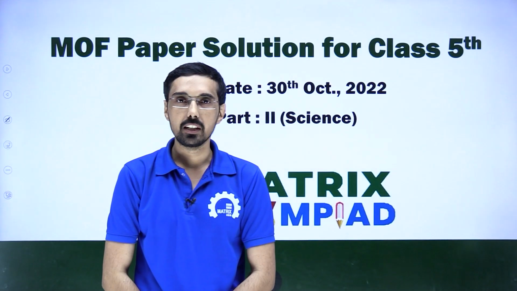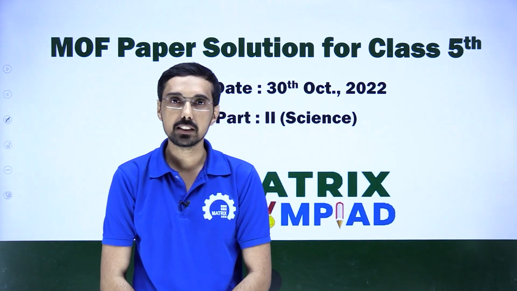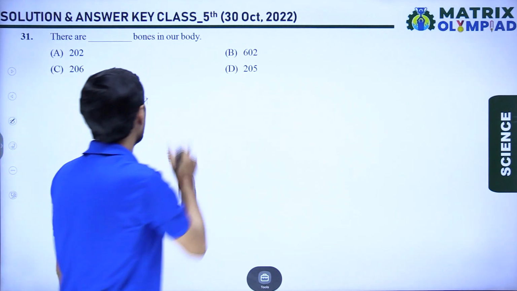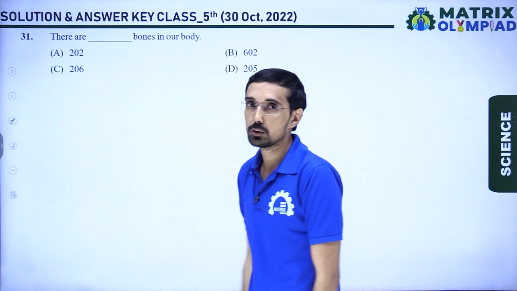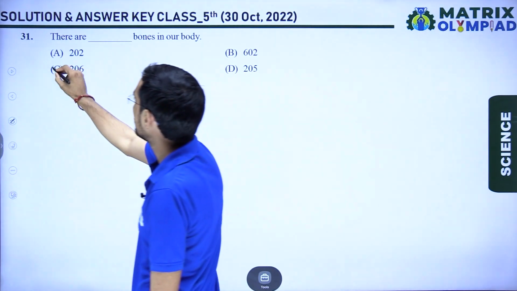Hello students, today I will discuss the MOF paper solution of class 5th science part 2nd. First question is, there are dash number of bones in our body. As you all know that 206 are the number of bones in a human body. So answer will be C.